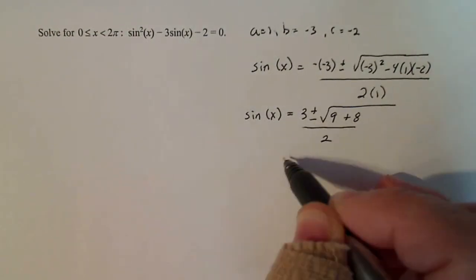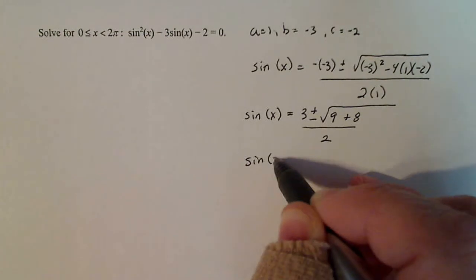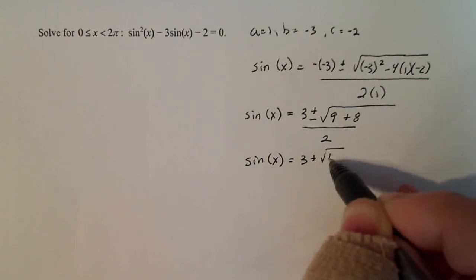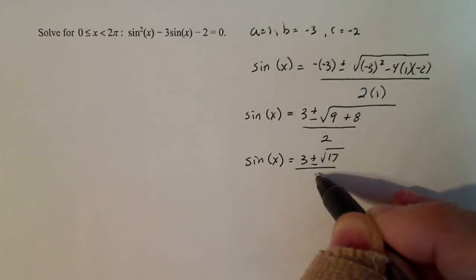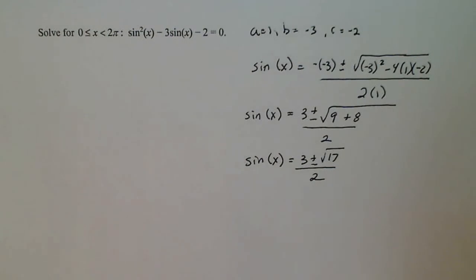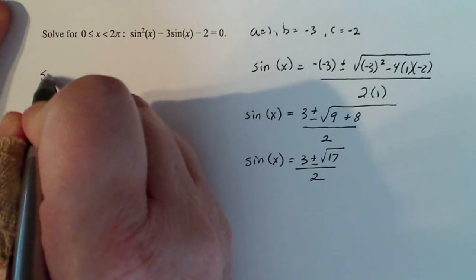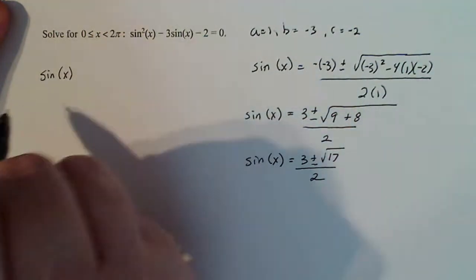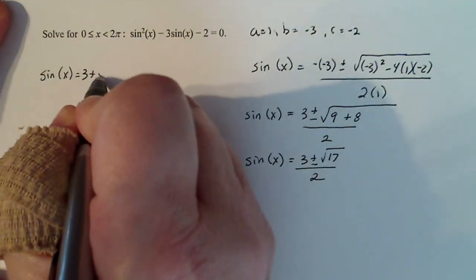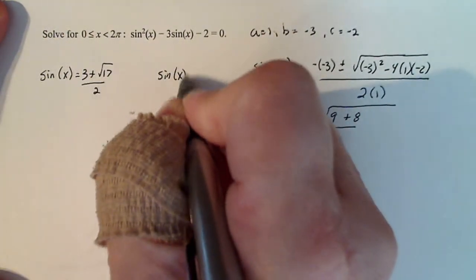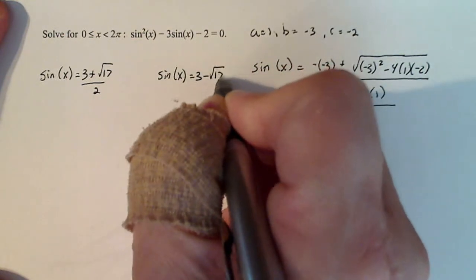Now this doesn't look pretty, but don't panic. Just keep plugging away. So this is 3 plus or minus the square root of 17 over 2. I have to say that is not standard at all. What I mean by standard is not on the unit circle. So what I'm going to do is solve the equation sine x equals 3 plus the square root of 17 over 2, and then solve sine x equals 3 minus the square root of 17 over 2.